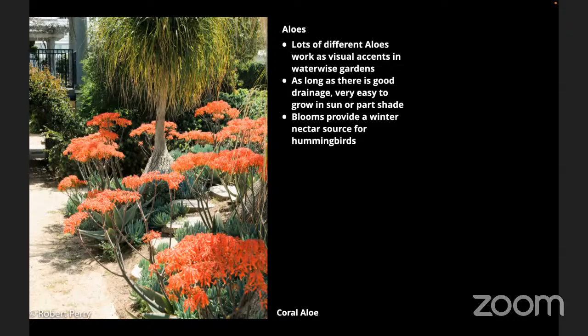And so lots of different aloes will work well for that. Aloes are succulents usually from South Africa, sometimes from some other areas around there. They are very water wise. Most of the time after they're established, water once or twice a month will be just fine. And they're very easy to grow in sun or most of them in part shade as long as there's good drainage. There are some aloes that are fussier, but those aren't going to be the ones that you're likely to find at a normal kind of nursery.